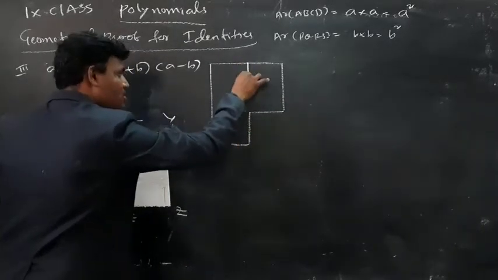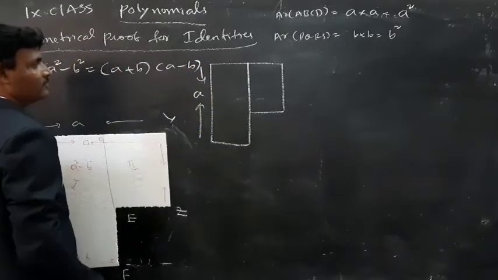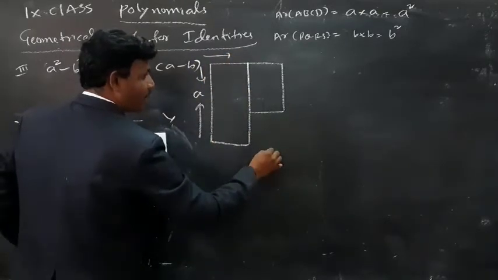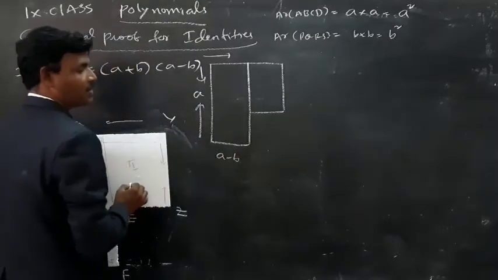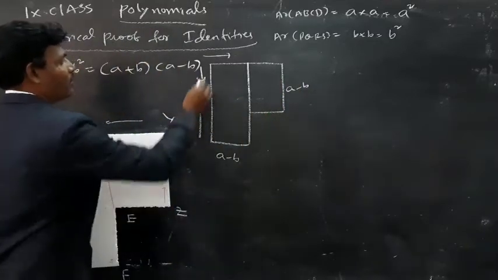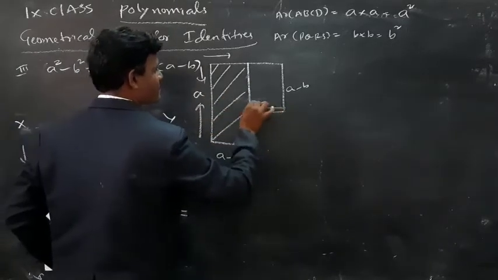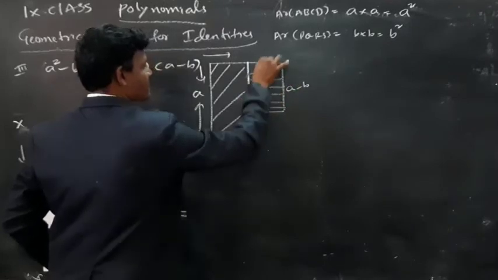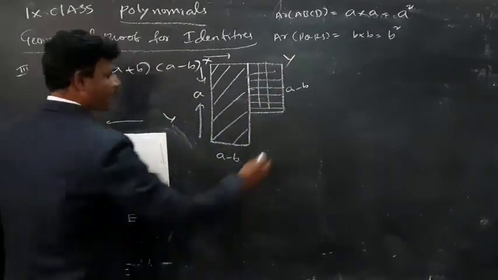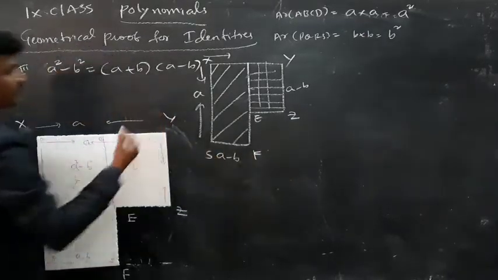Now I am dividing this into two parts. The length of this one is a units, and here b part is removed. So what is the remaining part here? A minus b. This also is a minus b. Now I am writing like this to understand. The names I took here are X, Y, Z, E, F and S.